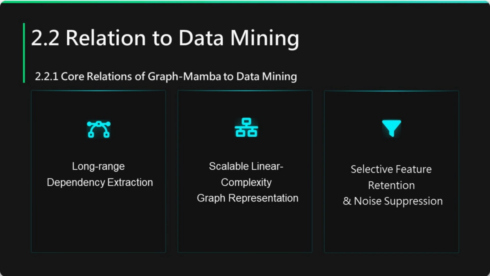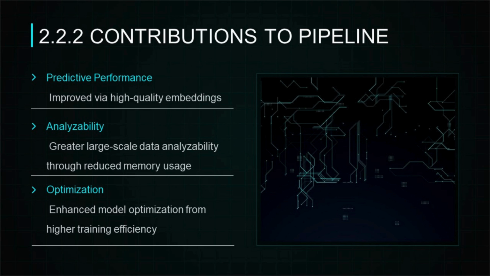Graph Mamba connects strongly to data mining in 2 major ways. First, it enables efficient extraction of long-range patterns, which is crucial for understanding complex relationships in graph datasets. Second, its linear complexity graph representations make it far more scalable than transformer-based methods. And third, through selective SSM, it preserves informative features while suppressing noise, improving the quality of learned representations. In terms of contribution to the data mining pipeline, Graph Mamba provides higher quality graph embeddings, leading to better predictive performance. Its reduced memory footprint allows us to analyze much larger datasets. And finally, by improving training efficiency, it enables more effective model optimization.